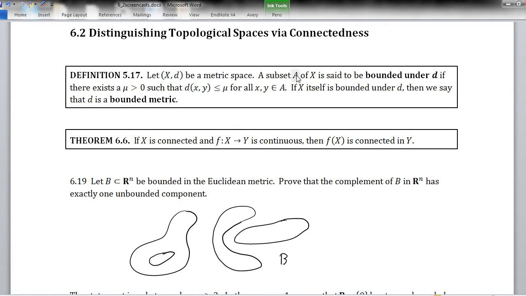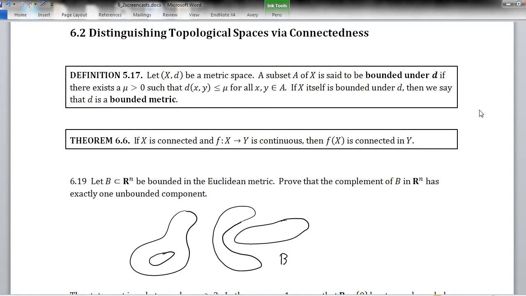A subset A of X is said to be bounded under the metric d if there exists some positive real number mu such that mu is an upper bound for the distance between any two points x and y in A. And if the whole set X is itself bounded under d, then we say that d is a bounded metric. Presumably any subspace of X would be bounded under d in that case.